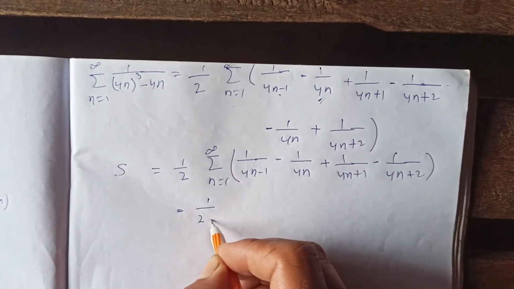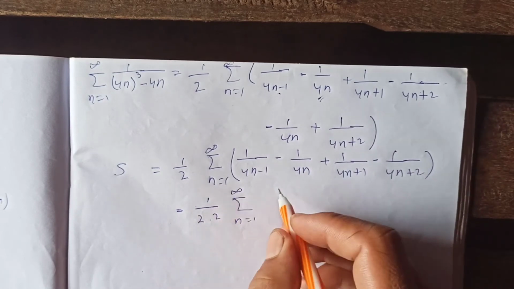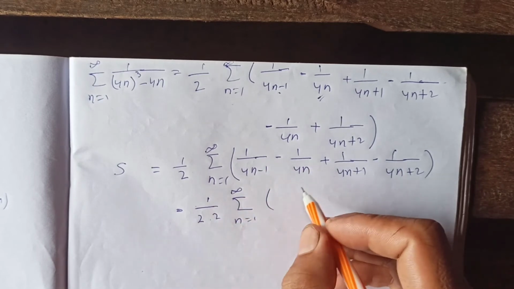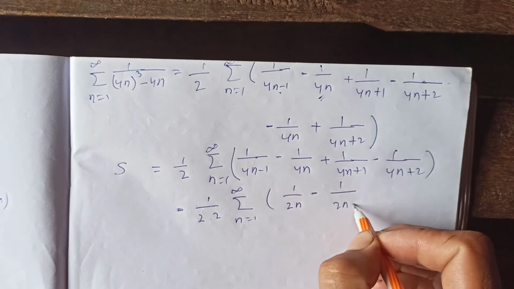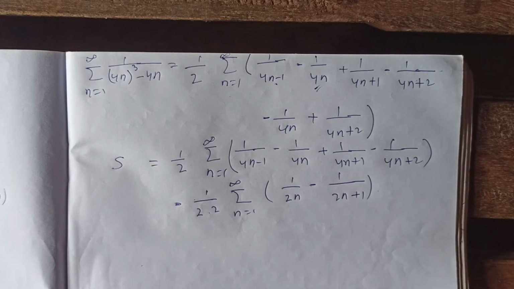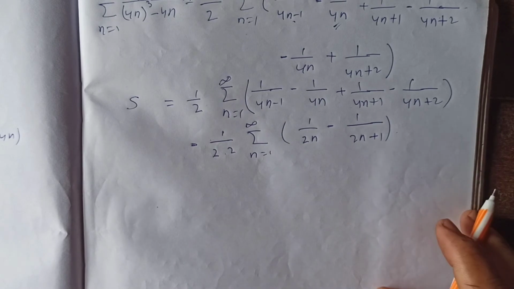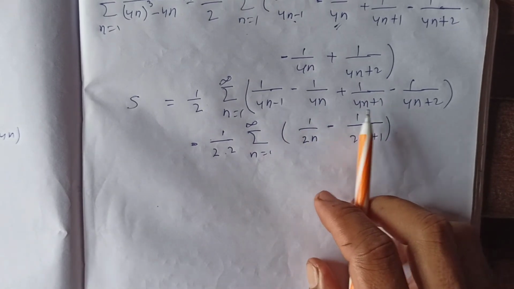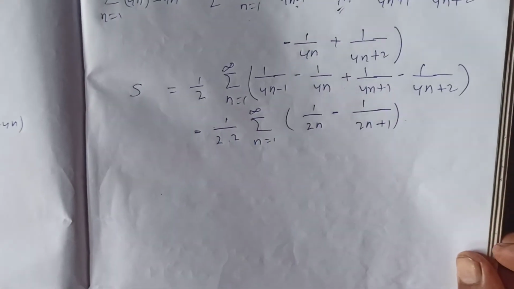So 1 over 2, here 2 can be common again, right? So which is the sum from n equal to 1 to infinity, and minus is common, 1 over 2n minus 1 over 2n plus 1, right? So this 2 is same as this one. Now we are going to split this one term by term. I'm going to break out this summation, and see what we can get here.